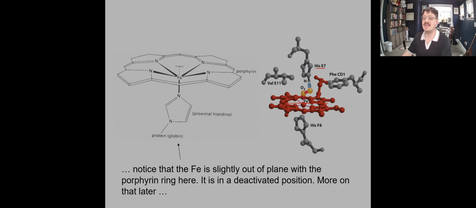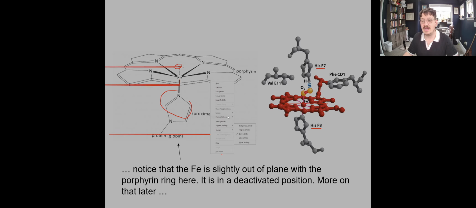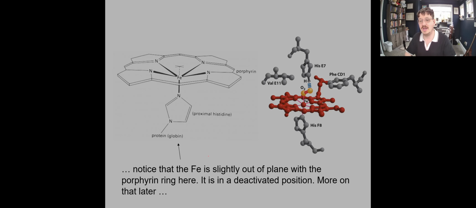When it is flat and planar in line with the ring, it has a high affinity for oxygen, but this histidine, this proximal his, will actually pull it back slightly out of plane, like we see here on the left. This is pulling it back from where it wants to be in plane, and when it pulls it back like that, it loses affinity. It's not going to have much affinity for oxygen.